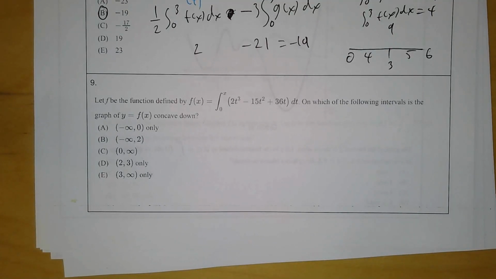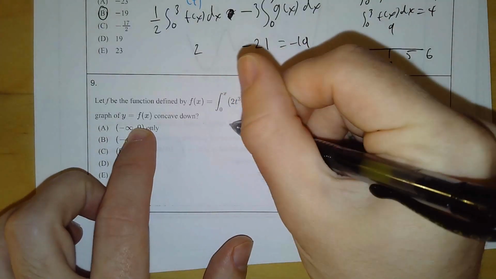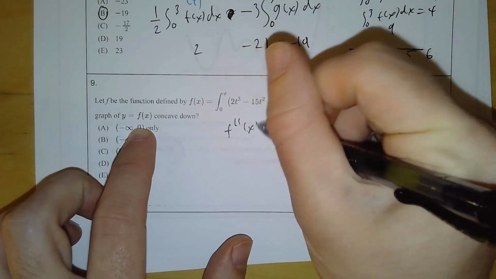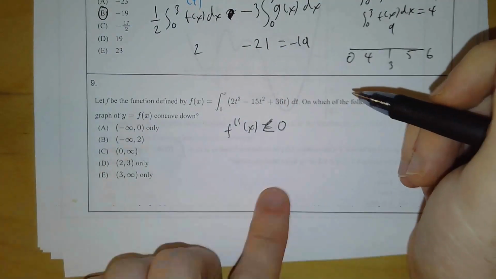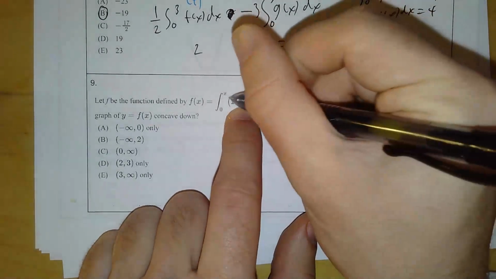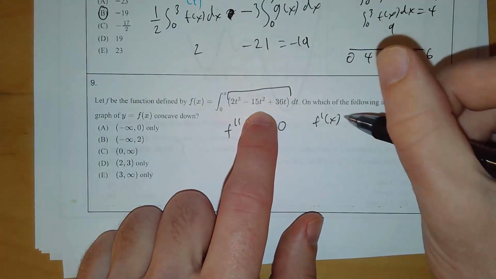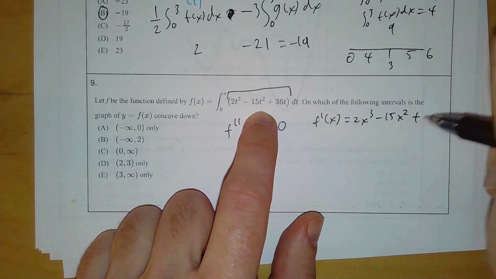Okay, so we have a function, f of x is the integral from 0 to x of 2t cubed minus 15t squared plus 36t. On which intervals is it concave down? Concave down, again, you gotta know it. That's when the second derivative is negative. So what is the second derivative? Well, the first derivative, recall, is just what's inside here. That's the first derivative of f of x. That's just 2x to the third minus 15x squared plus 36x.